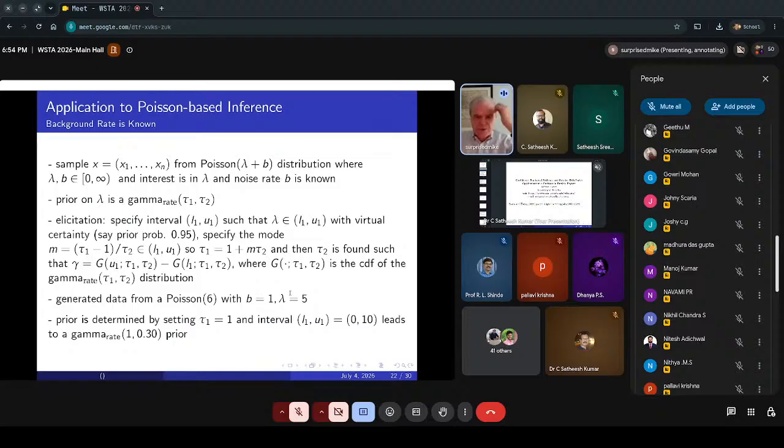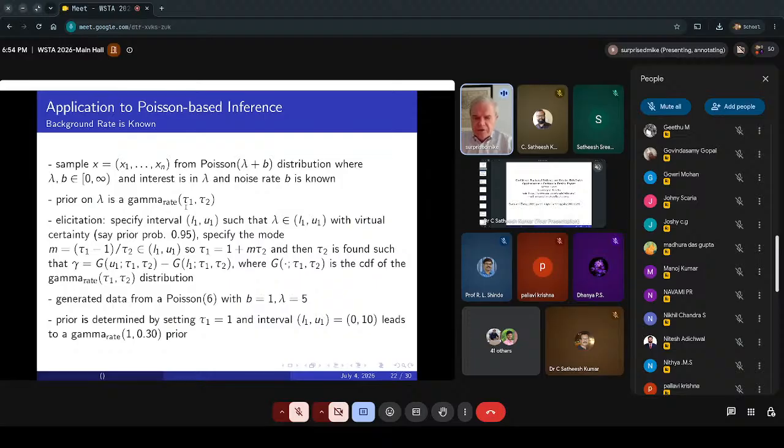Now back to the Poisson one, right? So the physics problem. I have a sample from a Poisson(lambda plus b), and I'm going to assume that b is known here. Physicists do experiments, and so they have some idea about the noise background in their experiments, and they have a pretty good idea of what b is. And I'm going to take a gamma prior.